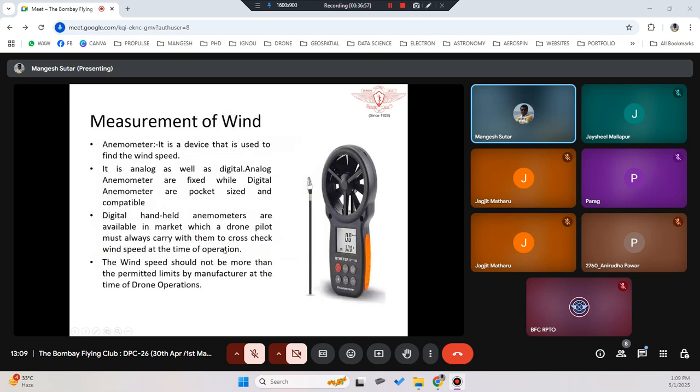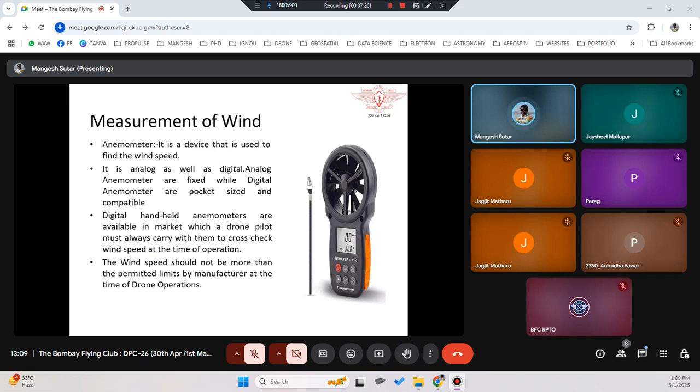Okay. So now after pressure and temperature, let's see the wind. Measurement of wind. An anemometer is a device that is used to find the wind speed. It is available as analog as well as digital. This is a digital anemometer which is being used. But if you go to weather stations or locations where the measurements are done, you will see a device which is continuously rotating, right?